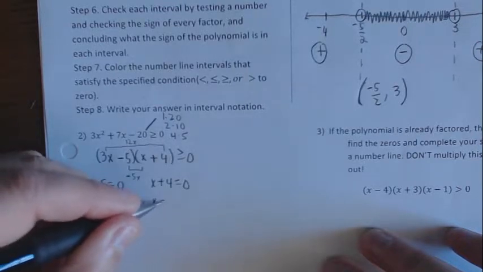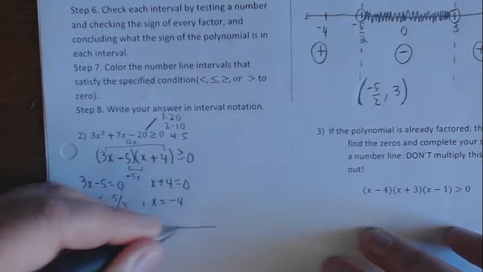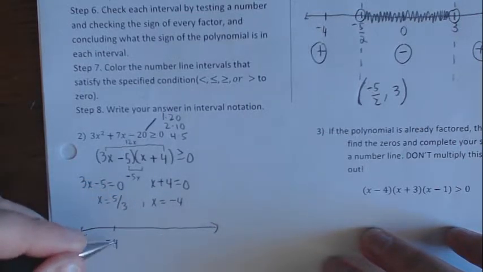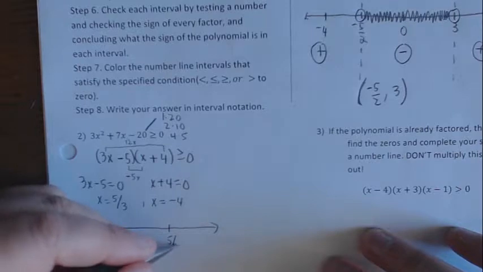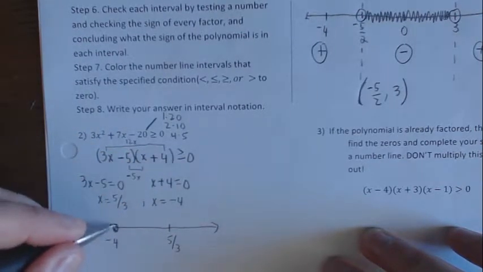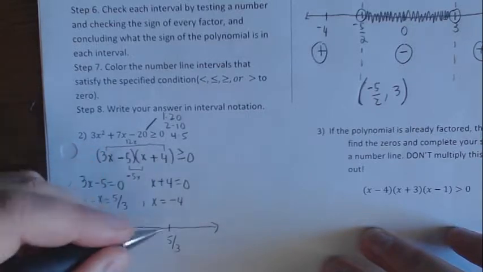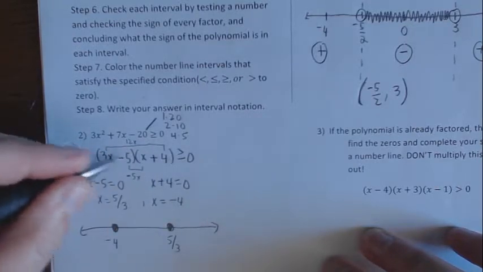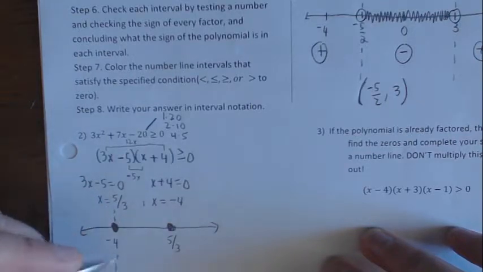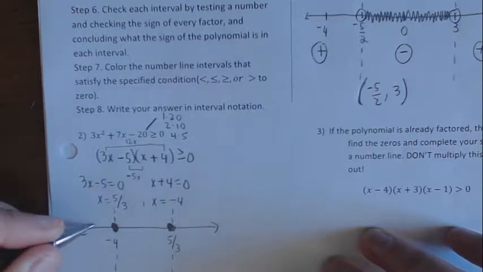And I get x is 5/3 and x is negative 4 are my zeros. And now I'm ready to draw my number line and make sure I put my numbers in the right order from least to greatest. So negative 4 and 5/3. This time we're going to be colored in circles because it says greater than or equal to. And I'm going to create 3 regions and put test numbers in.